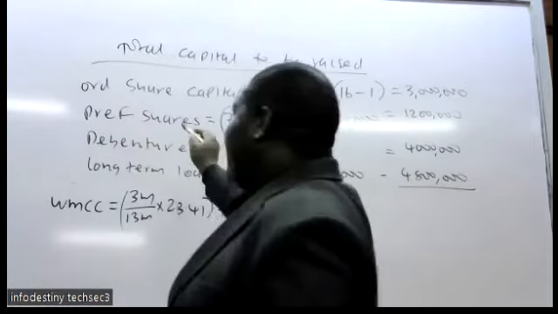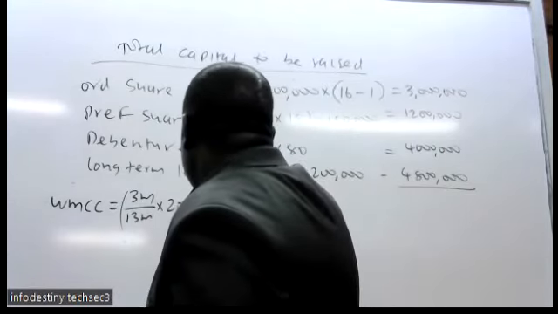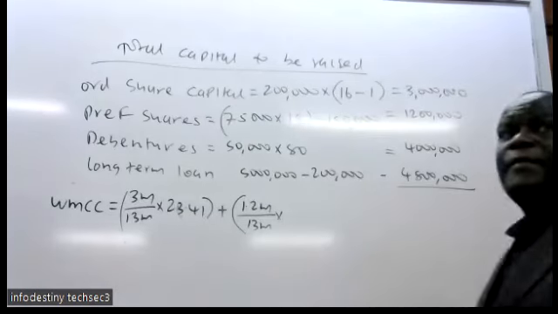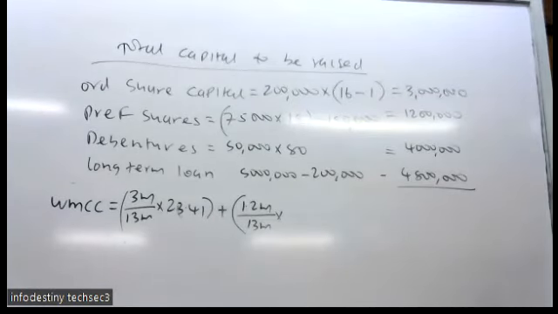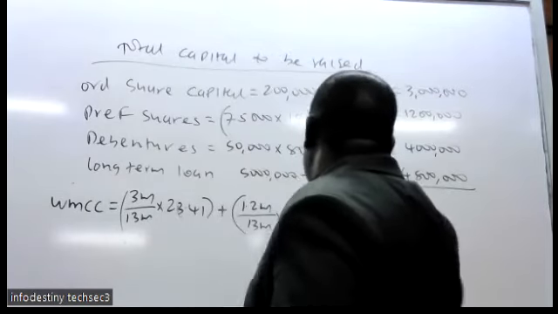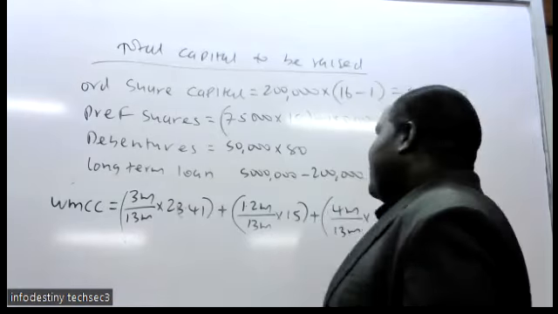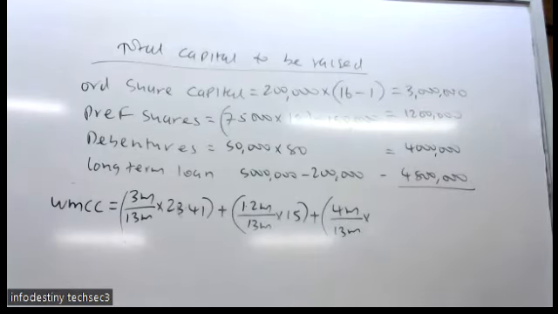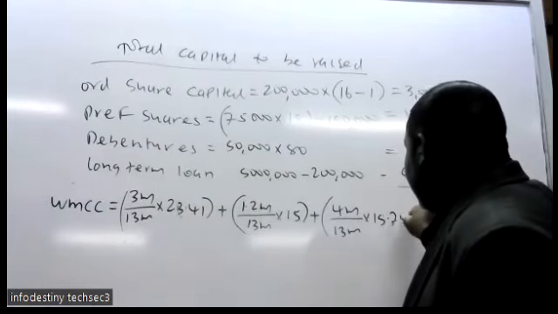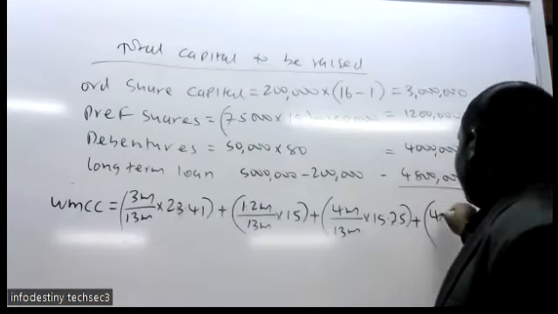Then we add the preference share, the proportion is 1.2 million, also divided by the total, which was 13 million. What was the cost of the preference share? Exactly 15. We also add 4 million divided by 13 million. So the cost of the debenture, you got 20%, 15.75. The last one is 4.8.